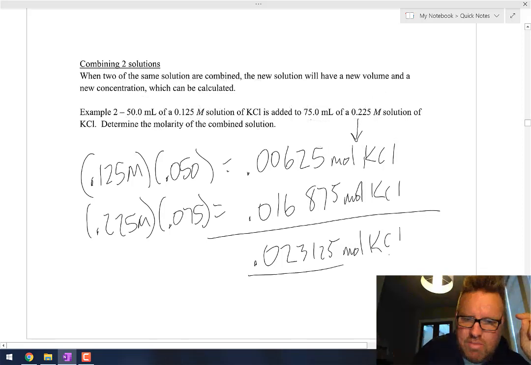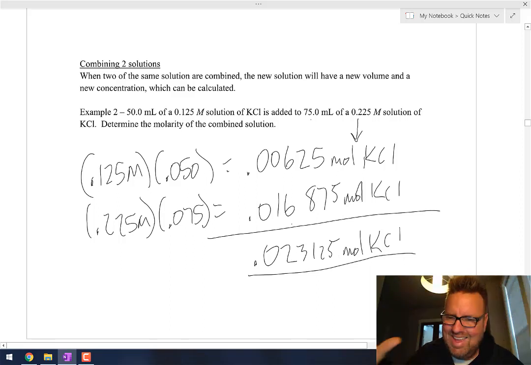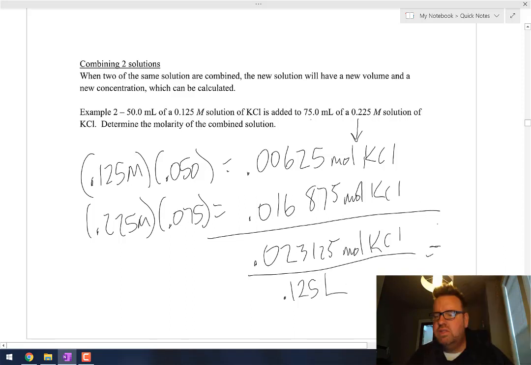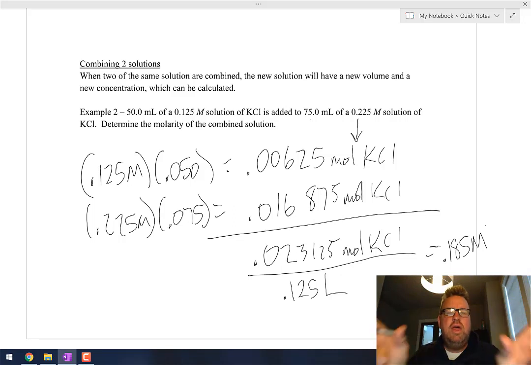Well, now I just take my total moles of the solute, and again, I add those two volumes together. So 50 plus 75 is 125 milliliters, which is 0.125 liters. So I'm going to take my number that I have in my calculator, I'm going to divide by 0.125, and I get a final answer of 0.185 molar. Okay, so when you combine two solutions together, just treat them separately. Figure out the moles of both, add them together, and then divide by that new volume.